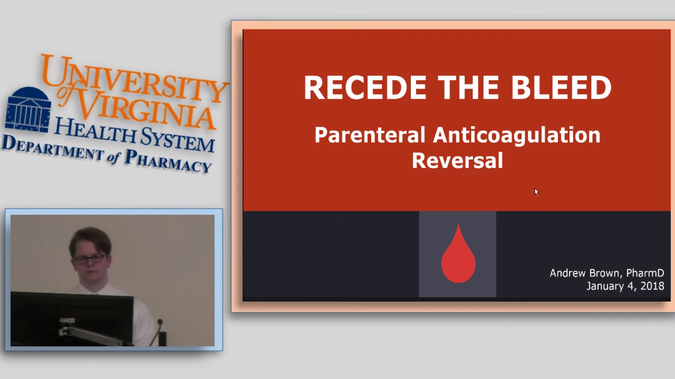So we don't follow PTTs for heparin here. So after giving protamine, should I check an anti-10A? Do I get one before I give protamine? Do I wait to give protamine till I get an anti-10A back?